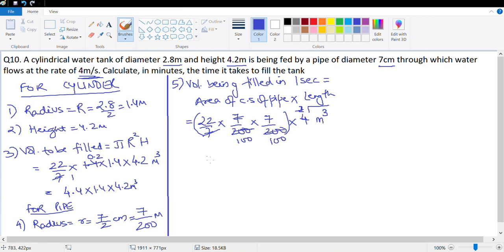I'm leaving this with the denominator 100 or rather 10 to the power something, so that it's easier to convert when I need to divide. So this will be 1 with 4 zeros. Let's confirm. 22 into 7, which is 154 upon 1 with 4 zeros. That's fine. 10,000 meter cube. So this volume comes out in 1 second.